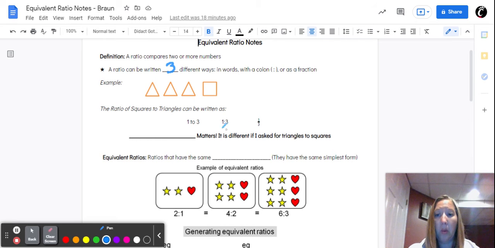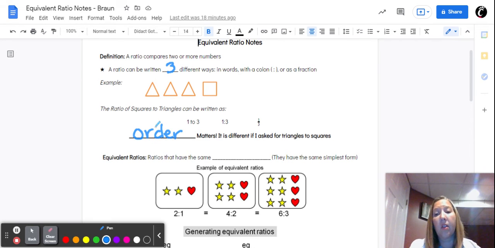So for example, we want to write the ratio of squares to triangles, and we can write that in 3 different ways. We have 1 square, and we have 3 triangles. So if we are writing the ratio of squares, that means we write squares first. So 1 to 3 using the word to, 1 to 3 using a colon, or 1 to 3 written as a fraction. The one thing that we need to focus on is that the order does matter.